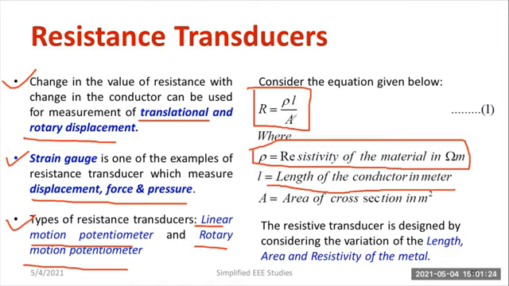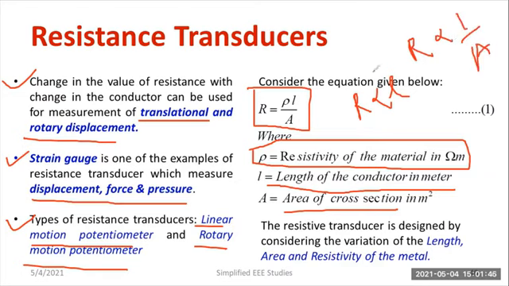A is the area of cross section of the material, expressed in square meters. So the resistance is directly proportional to L, and resistance is inversely proportional to the area of cross section. So this is the relation. These two parameters directly influence the performance and working principle of the resistance transducer.